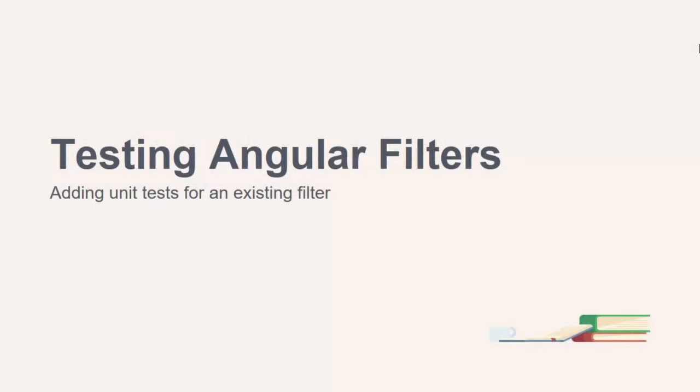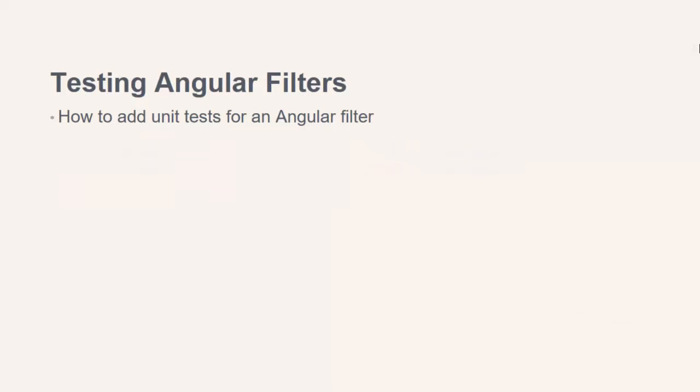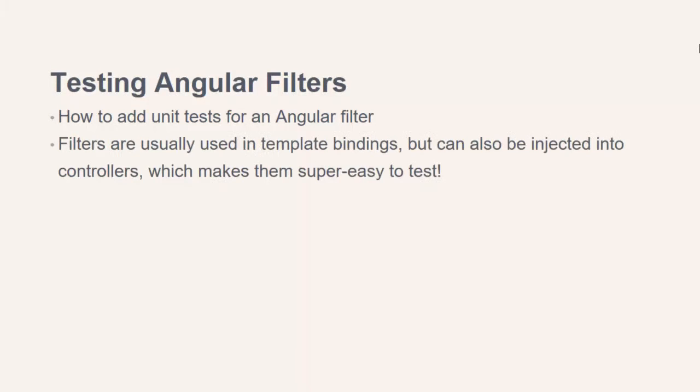Hi folks, in this course we're going to see how we can add unit tests for an Angular filter. A filter is often used to modify the output of a binding in an HTML template, but they can also be injected into other components like controllers or directives and used in JavaScript, and it is this feature that we can exploit to easily load our filter for testing.